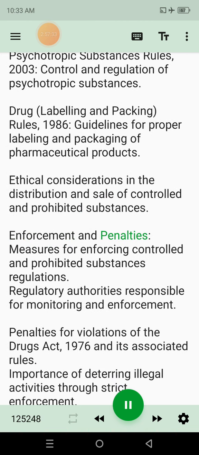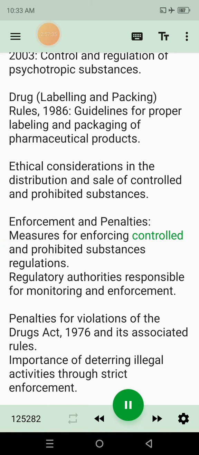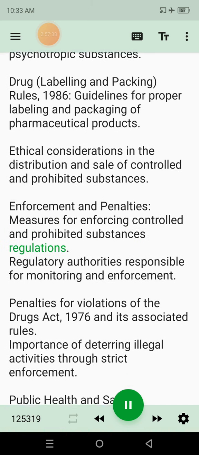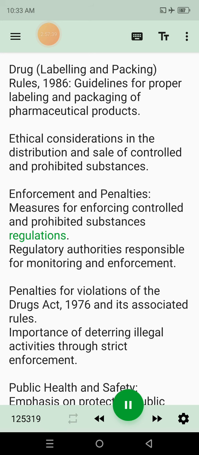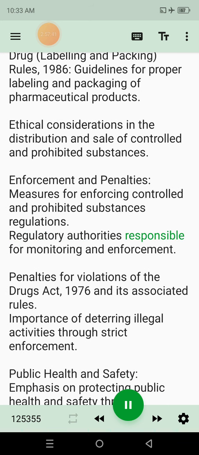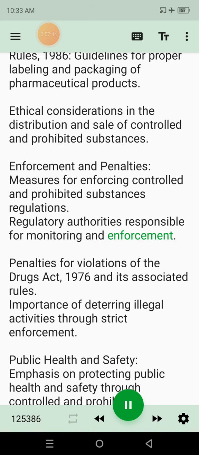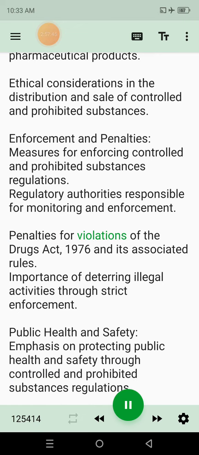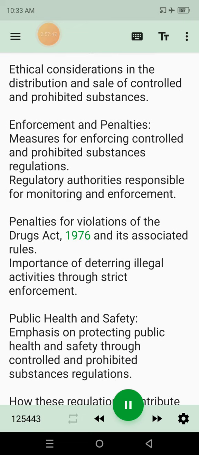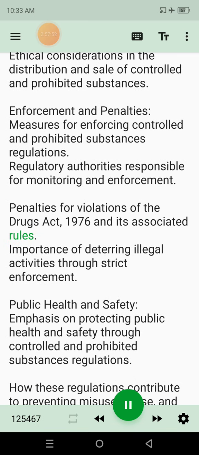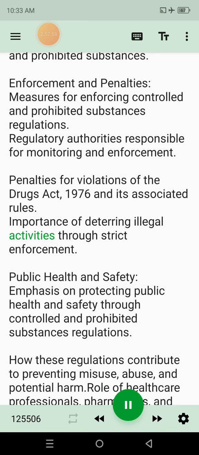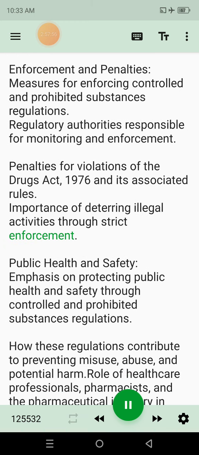Enforcement and penalties. Measures for enforcing controlled and prohibited substances regulations. Regulatory authorities responsible for monitoring and enforcement. Penalties for violations of the Drugs Act, 1976 and its associated rules. The importance of deterring illegal activities through strict enforcement.